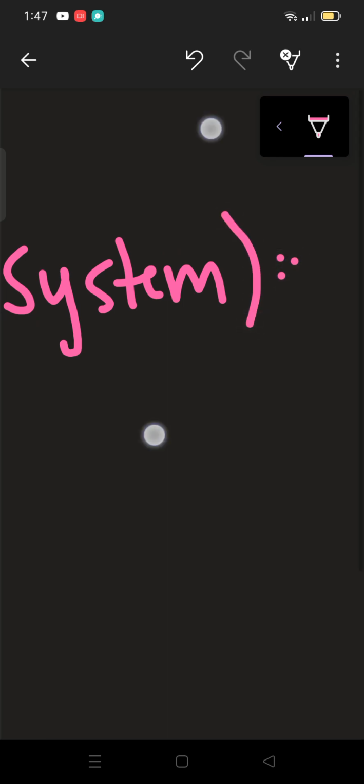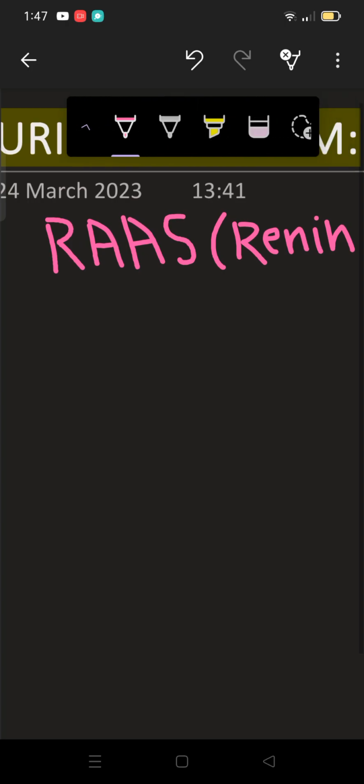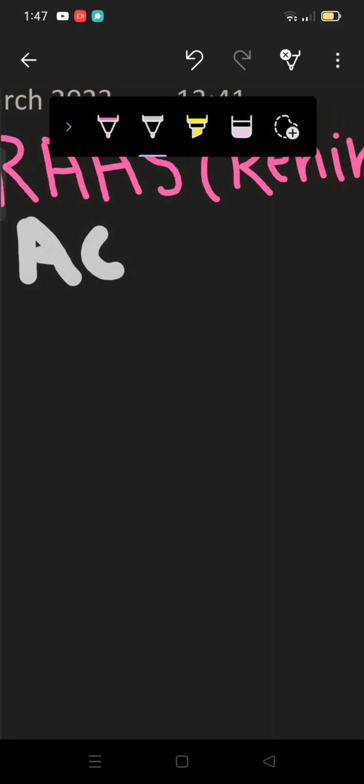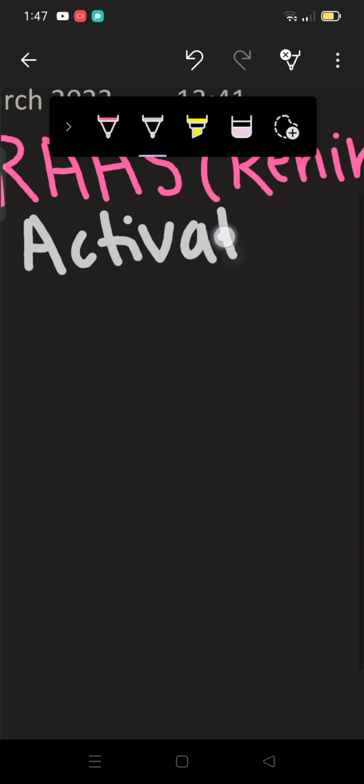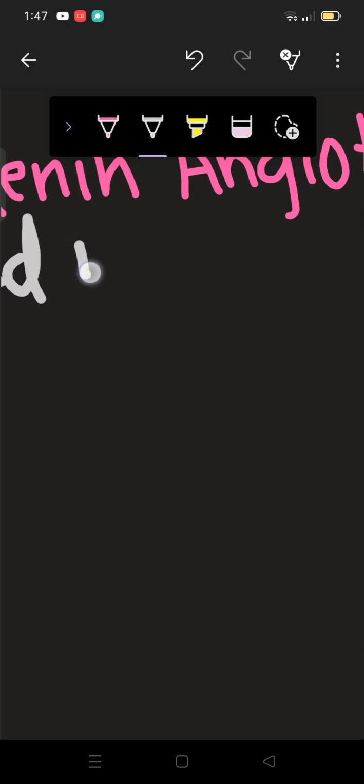This process gets activated when your BP gets low. Alright, so the renin, angiotensin, aldosterone system makes your BP higher. So I can also write here that this process is activated when BP gets low, blood pressure gets low or down. Alright, this process is also known as RAAS, the renin, angiotensin, aldosterone system.